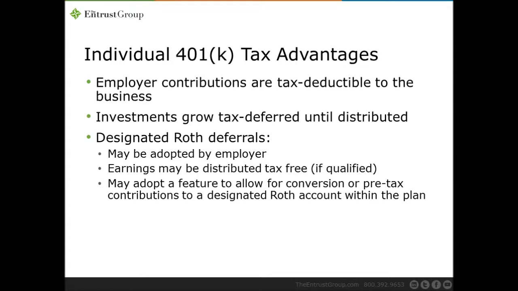It's a pooled trust. In other words, everybody's account is in one big trust, but being tracked separately. Therefore, they cannot move their assets to another employer unless they have what we call a distributable event. Designated Roth deferrals may also be adopted in an individual 401k plan. So in other words, instead of deferring pre-tax into an account, it may be after tax, called Roth deferrals. And then those Roth earnings may be distributed eventually tax-free.